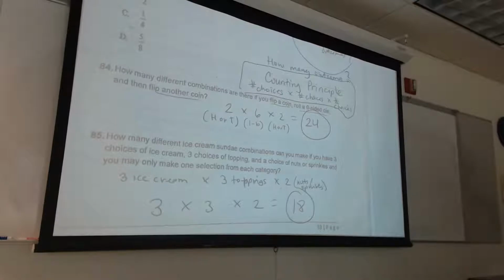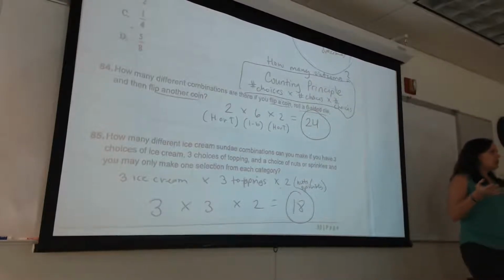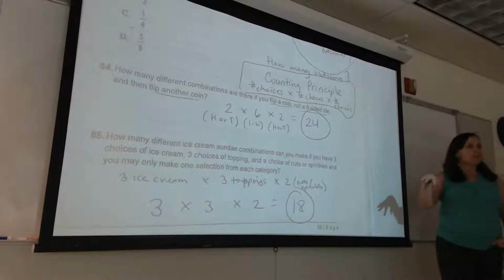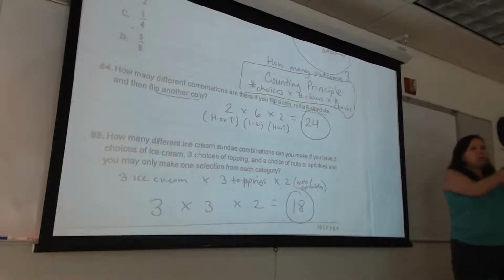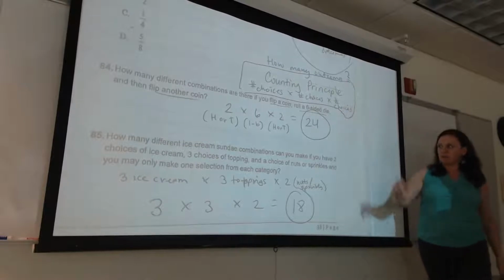And notice on 84, all they wanted to know is how many outcomes. They didn't say, what's the probability of getting a heads and a tails? They didn't ask that. You'd probably want to do something like a tree diagram if something like that mattered, because you'd want to know what the outcomes are. But if all they want to know is how many outcomes, use the counting principle.